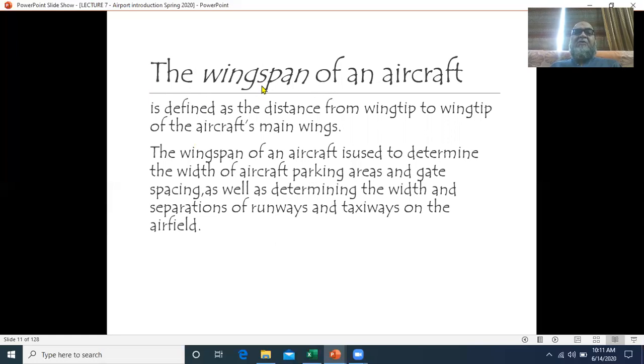Then the wingspan, or what we call the width of an aircraft, is defined as the distance from the wingtip to the wingtip of the aircraft's main wings. This wingspan is used to determine the width of aircraft parking areas and gate spacing, as well as determining the width and separation of runways and taxiways.